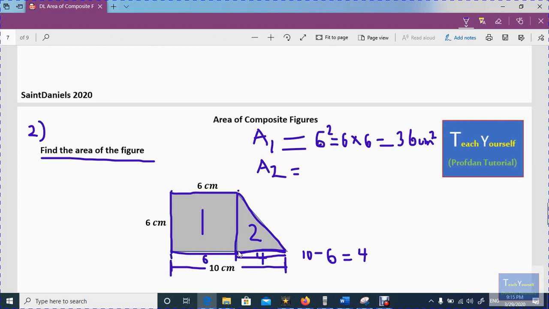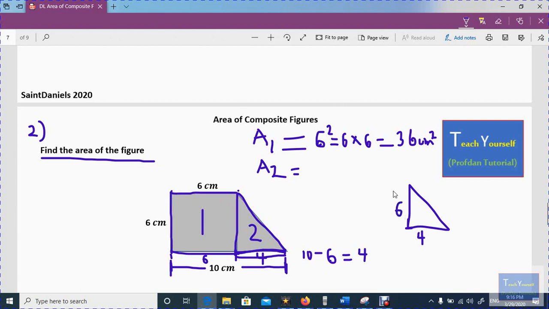From this point to this point, 6. From this point to this point is 4. 6 plus 4 gives you 10 from this point to this point. Okay? So in the triangle, the base is 4. So you have something like this for the triangle. So this part is 4 that is needed. And we need the height of the triangle. This is the height of the triangle, which is also one of the side lengths of the square, given as 6. So this is 6.